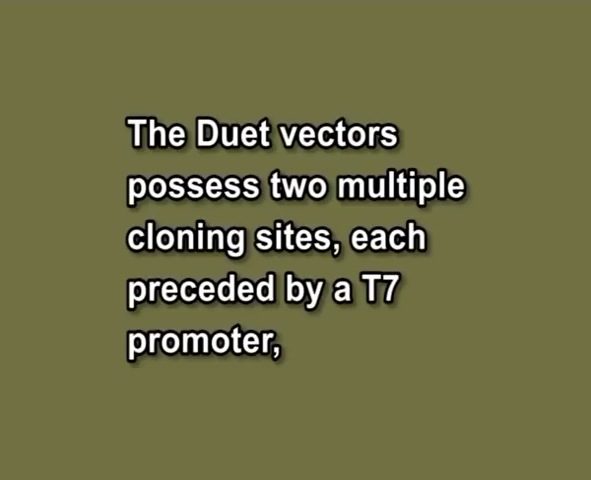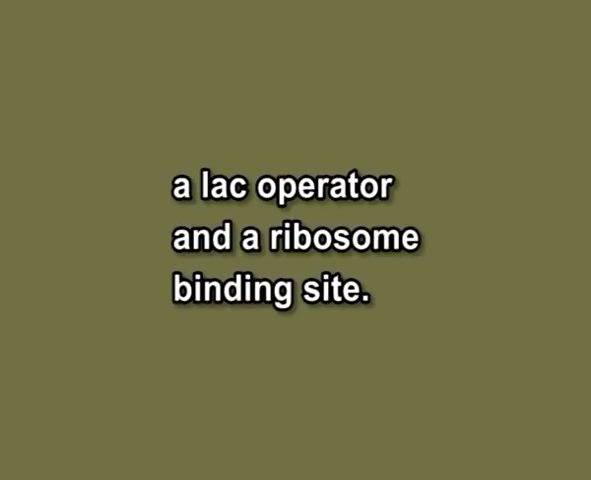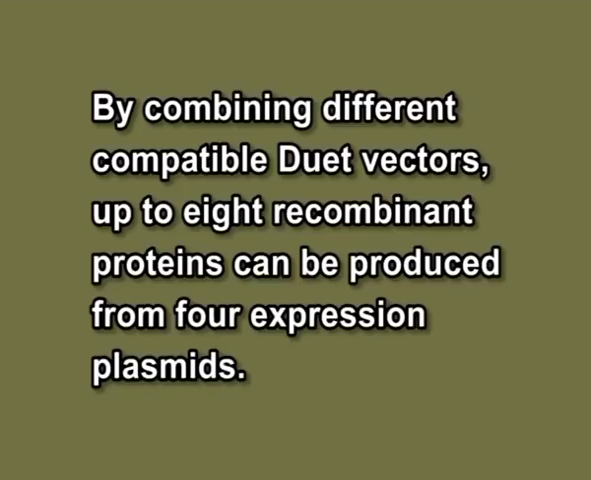Alternatively, the use of the duet vector simplifies the dual expression by allowing cloning of the two genes in the same plasmid. The duet vectors possess two multiple cloning sites, each preceded by a T7 promoter, a LAC operator and a ribosome binding site. By combining different compatible duet vectors, up to 8 recombinant proteins can be produced from 4 expression plasmids itself.